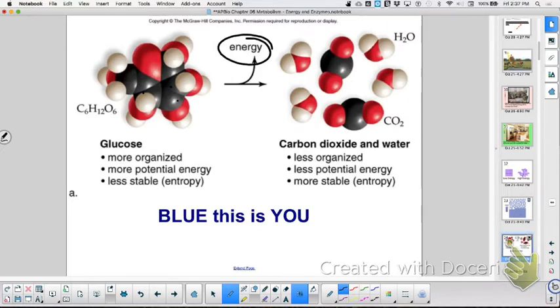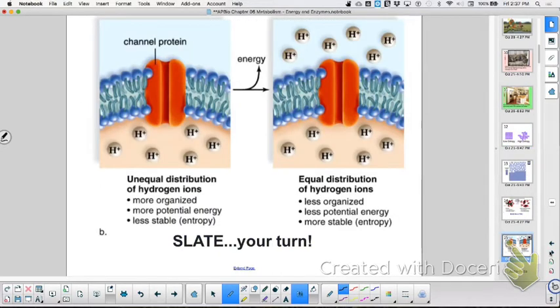And then we also talked about this, right? We talked about it several times today. When you concentrate hydrogen ions to one side of the membrane, that would be low entropy, right? Because it's really highly ordered, it's all on one side. And we know things want to increase entropy all the time. So when we concentrate the hydrogen ions on this side, it's a difference threefold. What are the three things?